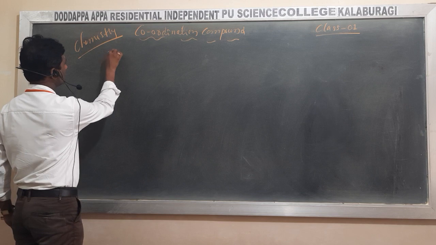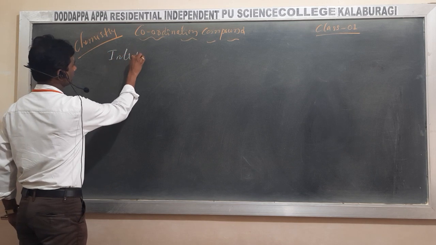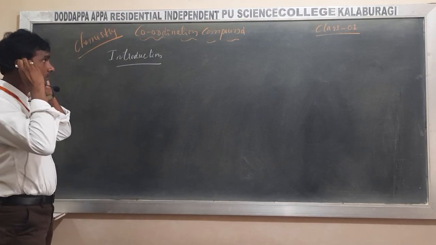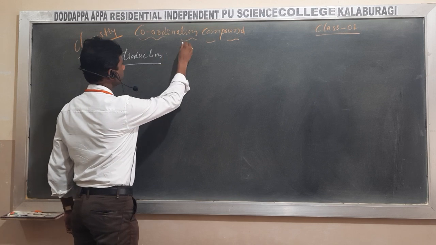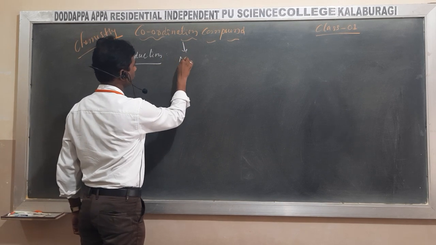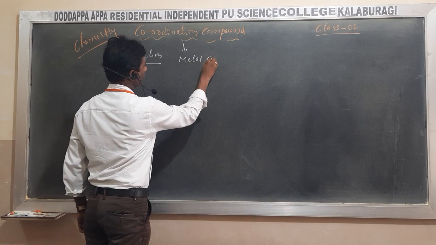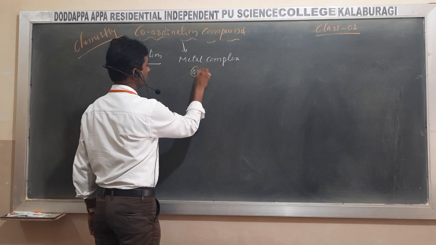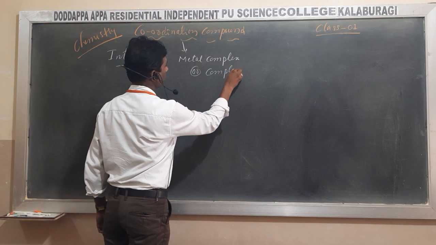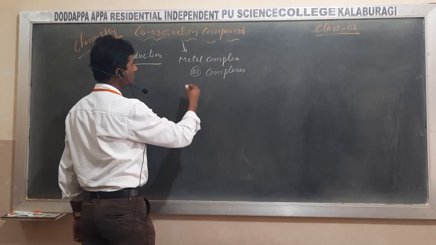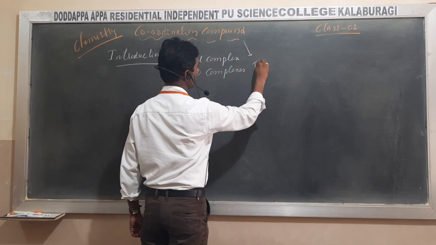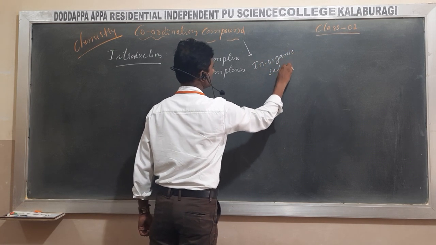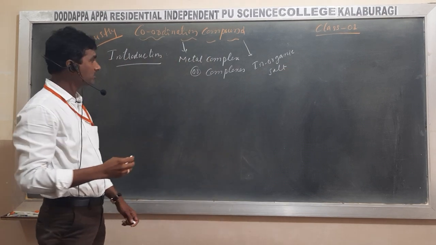So, first I can discuss what? Introduction. So, here, what is a coordination compound? These coordination compounds are also called metal complexes, or simply complexes. These coordination compounds are nothing but an inorganic salt. Okay, so this is the inorganic salt.